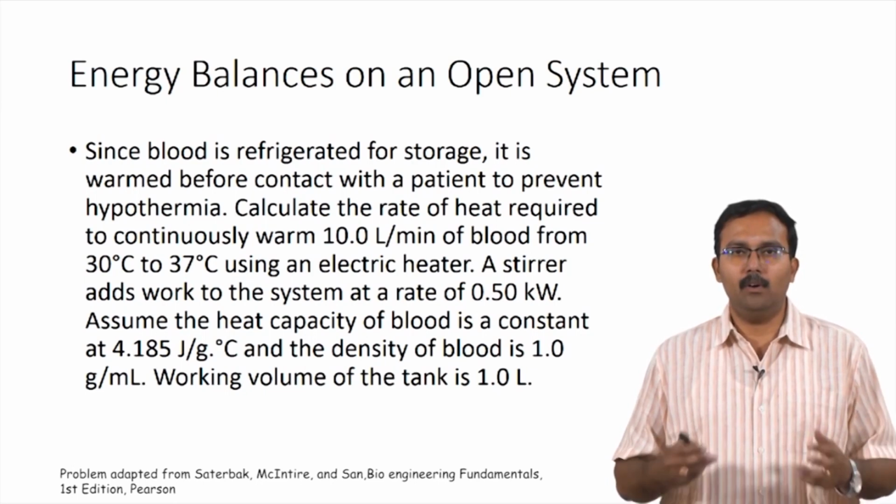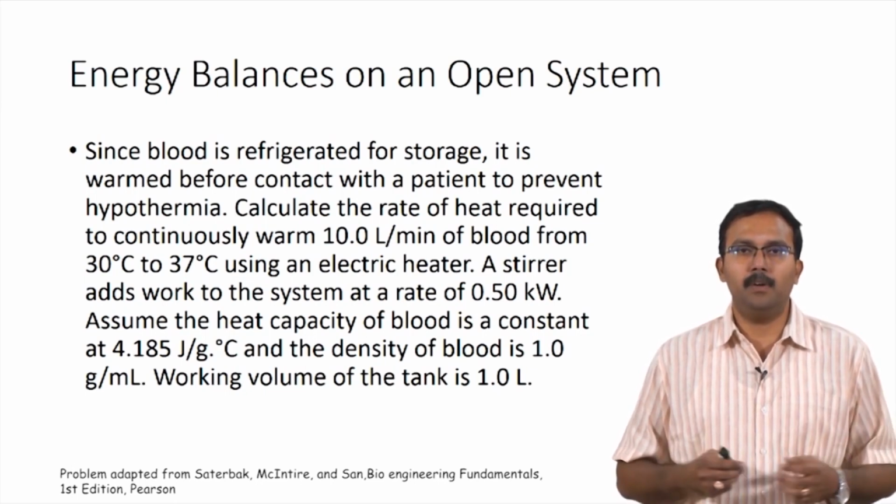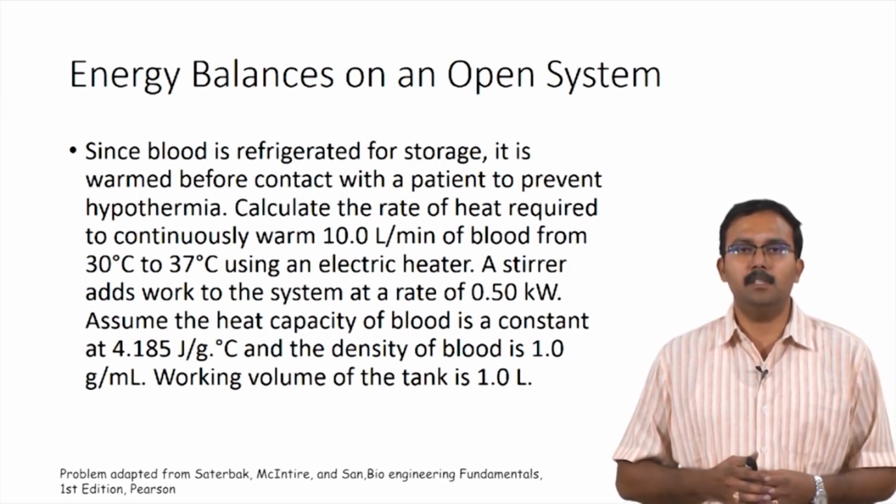So, we have been given all the information that we need to perform the energy balances for this problem. Let us start solving the problem with the flow chart. So, here we have blood flowing at 10 liters per minute. You also have been given that work is done on the system in the form of a stirrer, which is given as the shaft work Ws, 0.5 kilowatts.